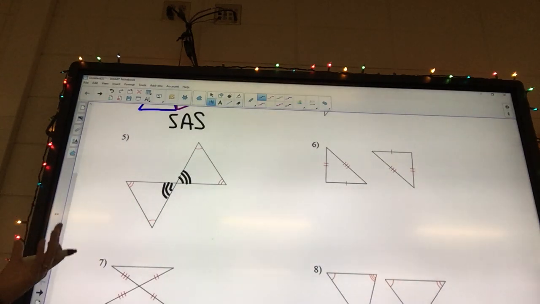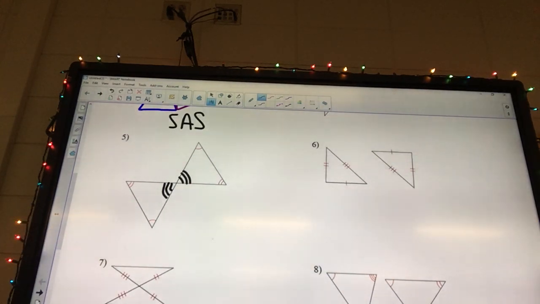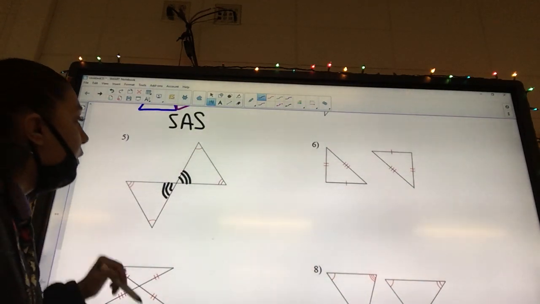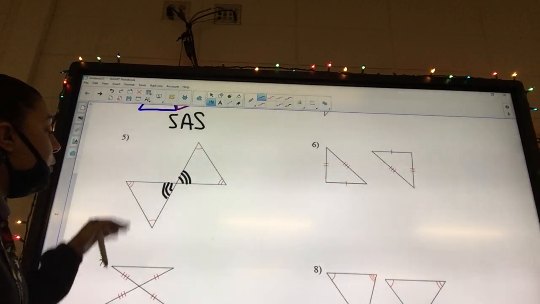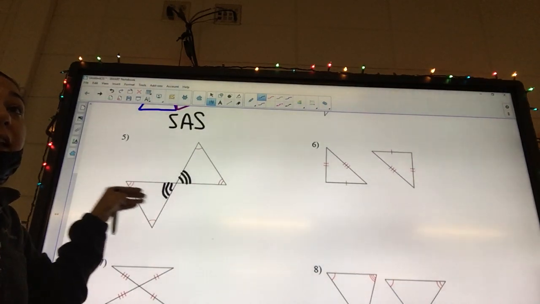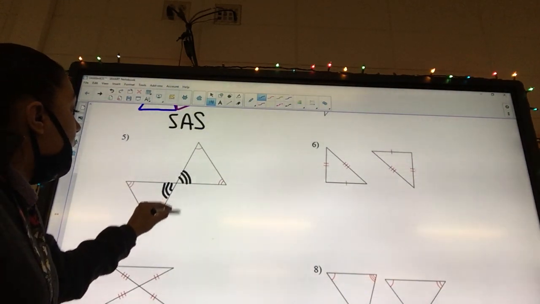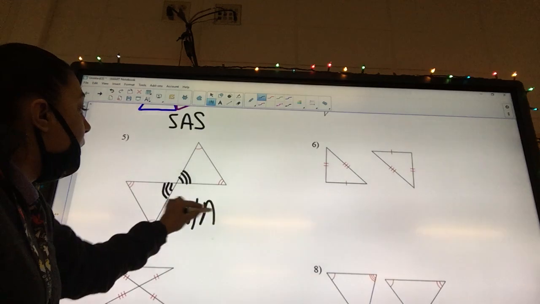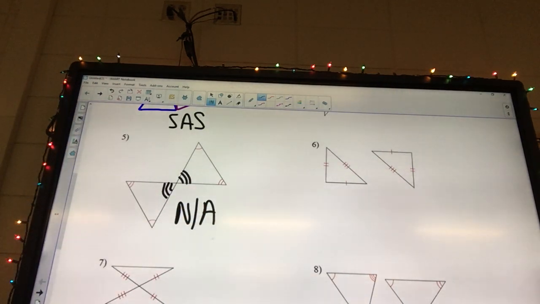But is there enough information here for us to figure out what's going on with this picture? There's not, because we don't know if these sides are congruent. And we don't know if any of these sides are congruent. So I definitely can't use side, side, side. And I can't use side, angle, side. So we're going to write N/A. Okay, there's not enough information there.